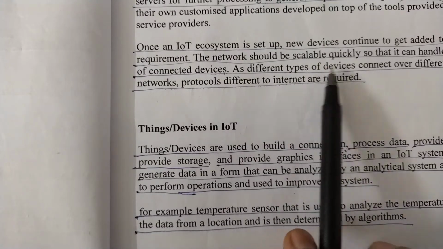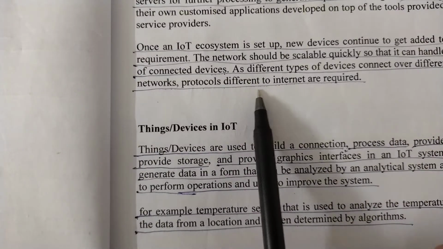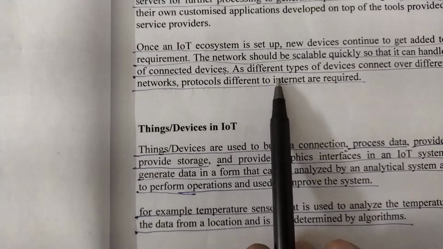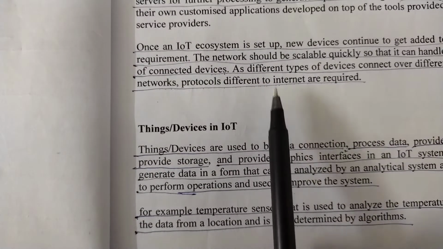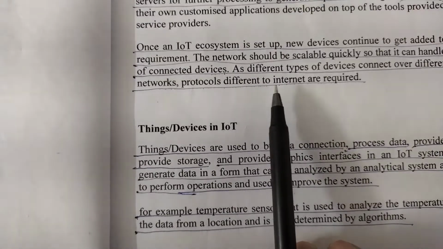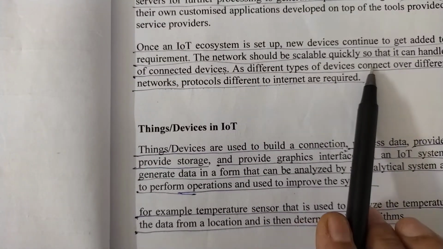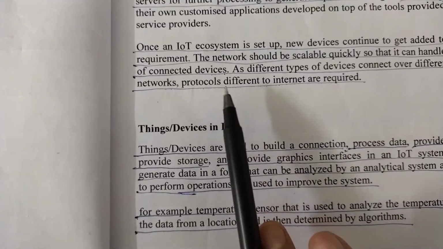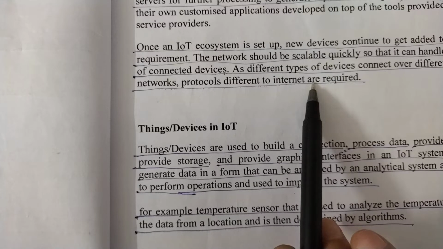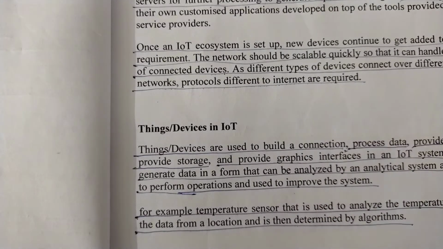As different types of devices connect over different types of networks, protocols different from the internet are required, right? Depending upon the kind of scenario, conditions, situations, and requirements, whether it is short range communication or long range communication, different protocols are used for connecting those devices to the internet. So this is your architecture of IoT, or the physical layer of the IoT.